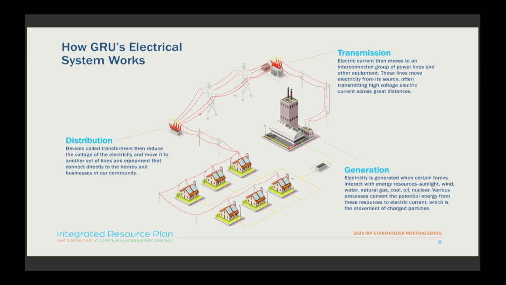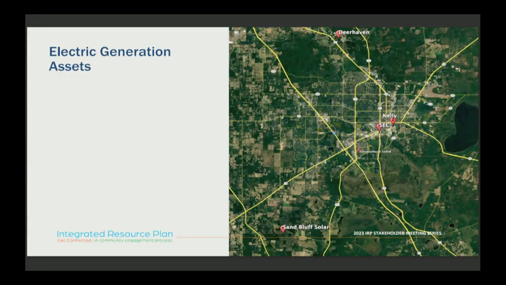I'm not going to go into too much detail. This board understands how this works. We have generation. It steps up to transmission, is transferred around the city, and then steps back down to deliver to customers and homes and businesses and so forth. Our generation assets are spread throughout the city. We have one at Deerhaven, obviously on the north side of town. We have Kelly and SAC. And then we also have on this map the Sand Bluff solar site that is lined out. And that is towards the south side of our service area. And again, that's a 20-year contract meant to be operational December of 2024.